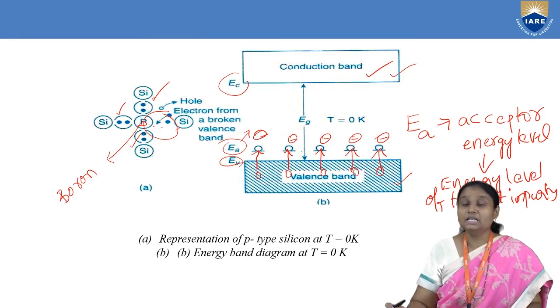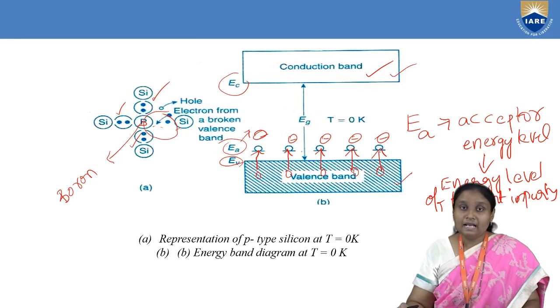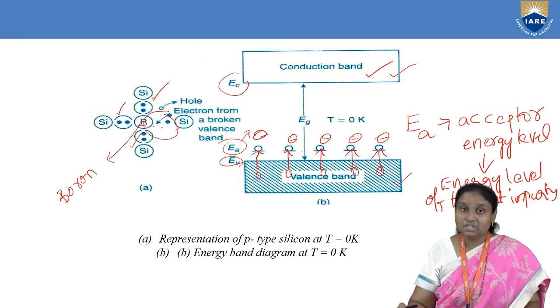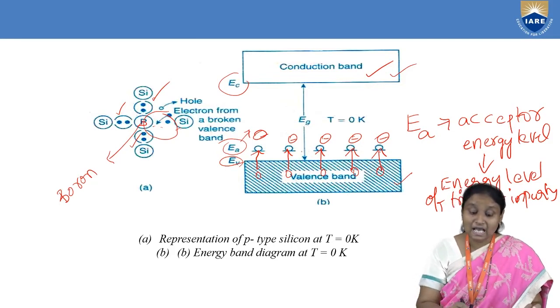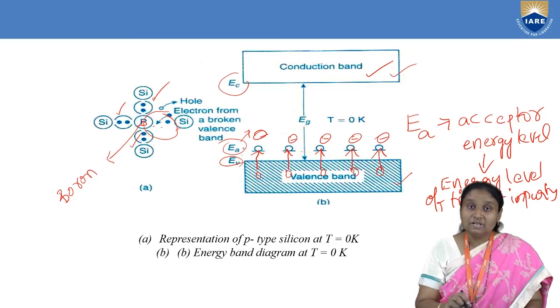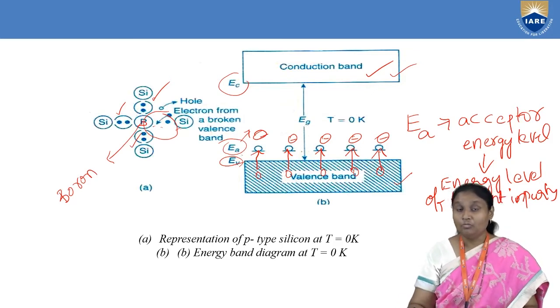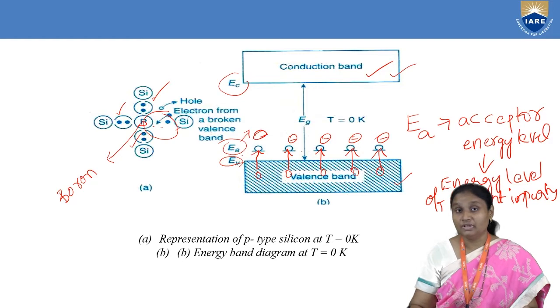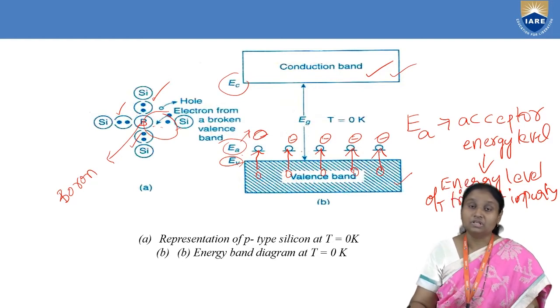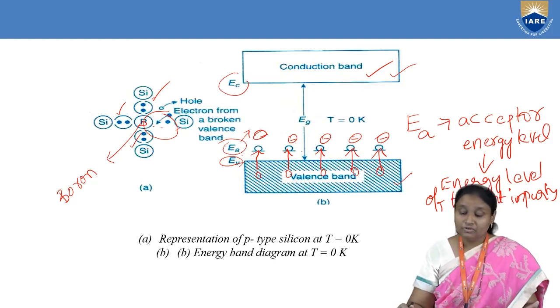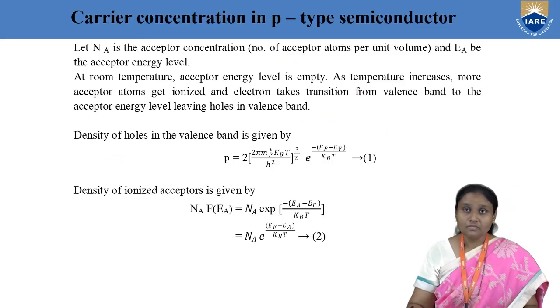So we'll try to get an expression for the density of holes, which are present in the valence band, and that density of holes we have to derive in terms of the acceptor energy level as well as the acceptor concentration. How many acceptor impurities are we adding per unit volume of intrinsic semiconductor? So that we are going to proceed with now.